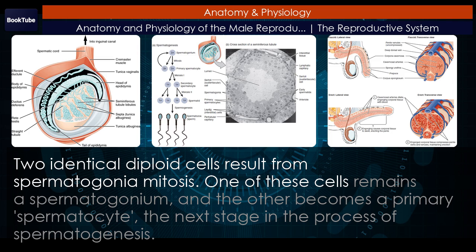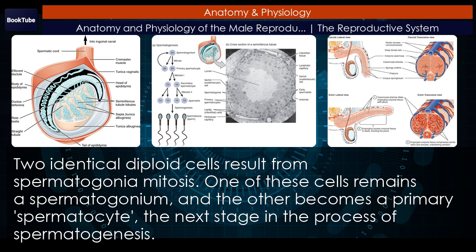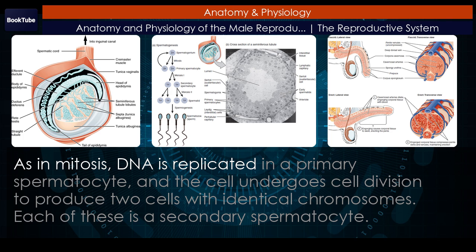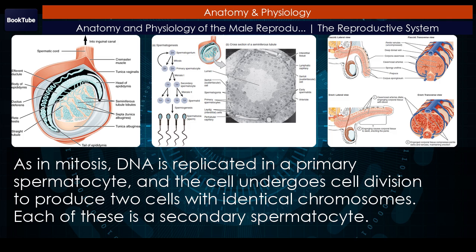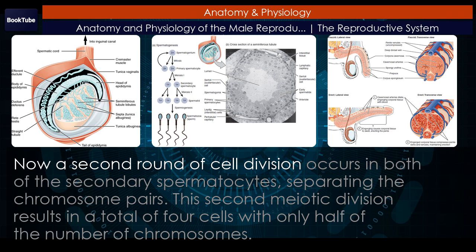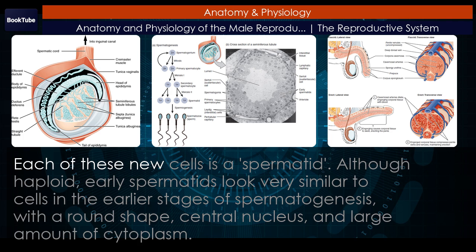One of these cells remains a spermatogonium, and the other becomes a primary spermatocyte, the next stage in the process of spermatogenesis. As in mitosis, DNA is replicated in a primary spermatocyte, and the cell undergoes cell division to produce 2 cells with identical chromosomes. Each of these is a secondary spermatocyte. Now a second round of cell division occurs in both of the secondary spermatocytes, separating the chromosome pairs. This second meiotic division results in a total of 4 cells with only half of the number of chromosomes. Each of these new cells is a spermatid.